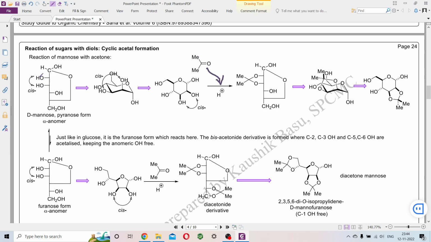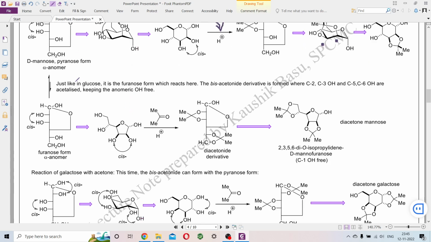So mannose means that if you take the alpha anomer, you already have the cis requirement met here, but those two are not cis, and these are 1,3, therefore they will not react with acetone. So again you should get a monoacetone mannose where the C2 and C3 OH groups have reacted. But just like in the case of glucose, mannose also will react not in the pyranose form but in the furanose form, where this part is now not part of the ring, therefore the cis requirement is not needed, and it is this C2 and this C3 OH which are cis to each other, and they will react.